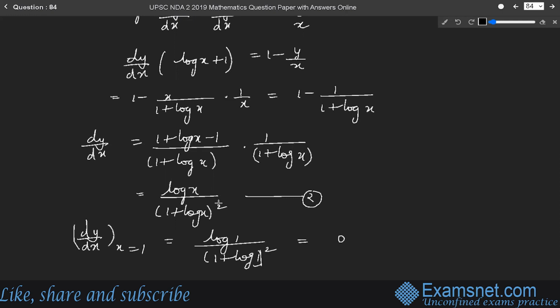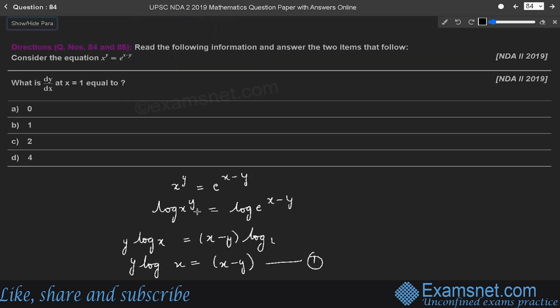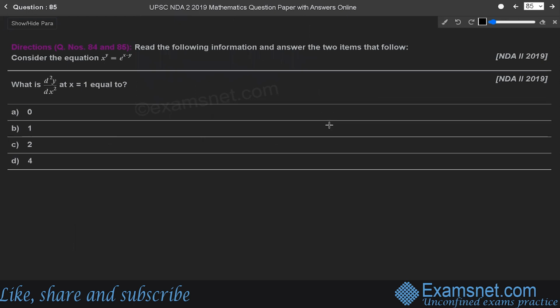So it will be equal to 0 upon 1 plus 0 whole square, which is equal to 0 by 1, which is again 0. Hence, we can say that the correct answer for this question is option number A, which is 0. I hope this question is clear to you. Moving on to the next question, which also has the same directions.